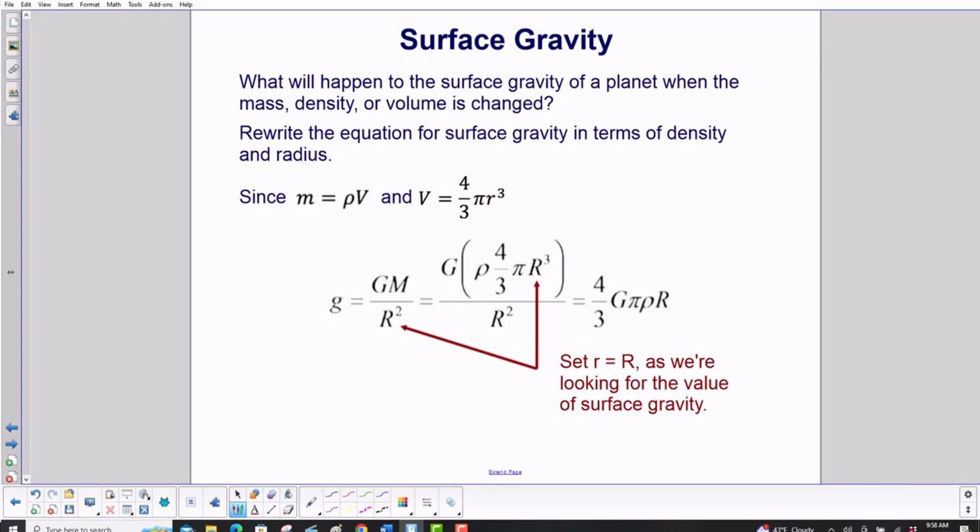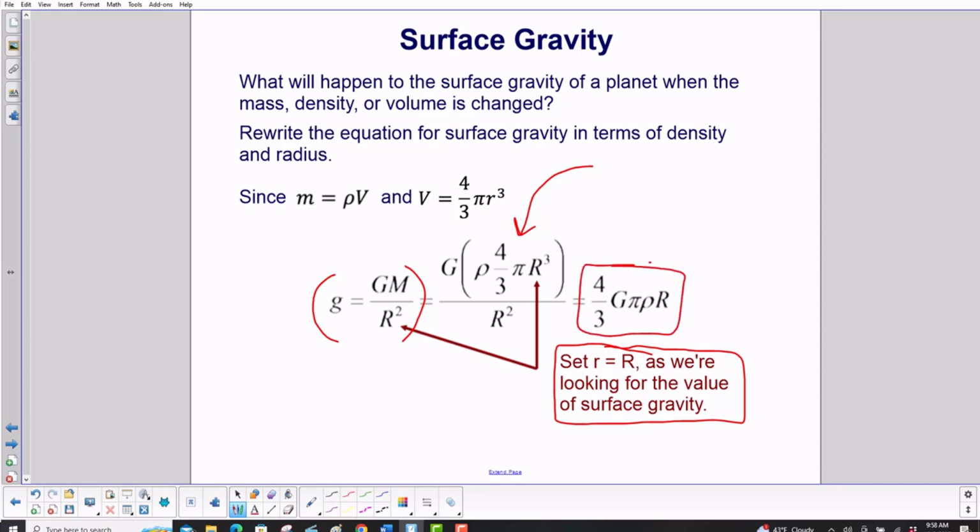Rewrite the equation for surface gravity in terms of density and radius. We're going to set the radius equal to the radius of our planet because we're looking for the value of g on the surface. So here's our expression for g, the gravitational acceleration. We substitute this in. That's going to be what? That's the mass, right? It's ρ times volume. And we simplify it to get this answer right here.